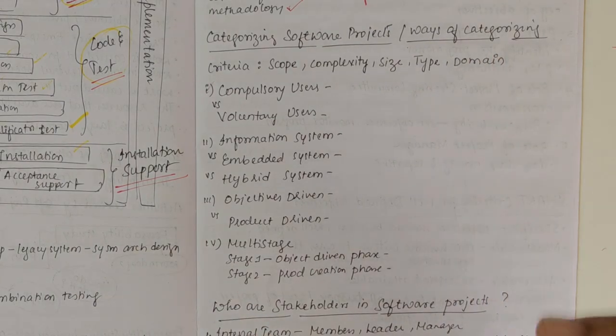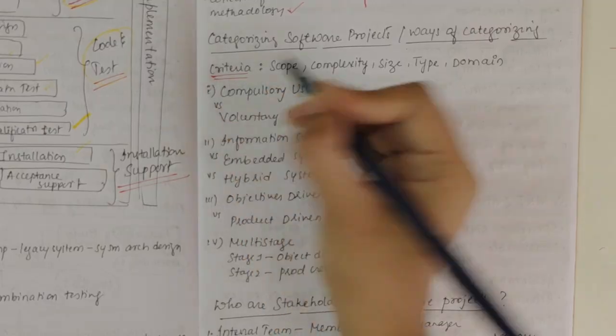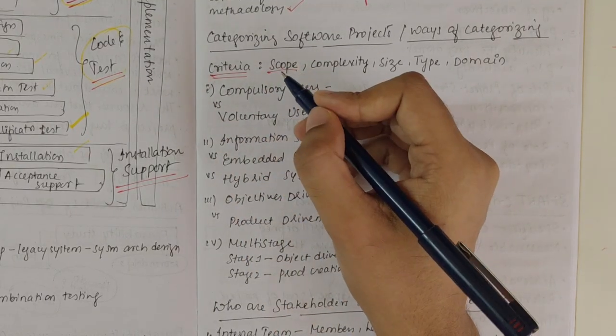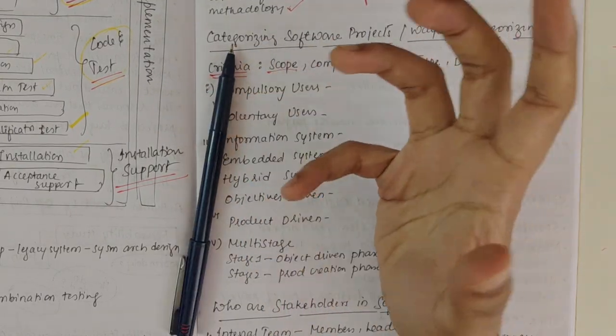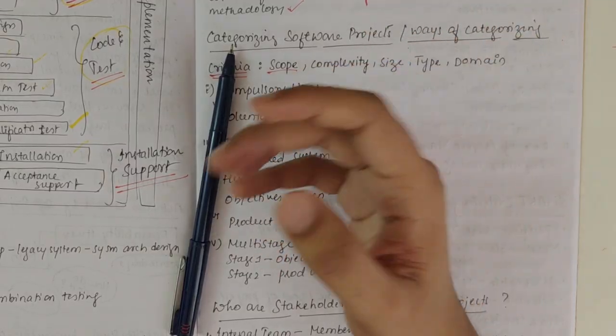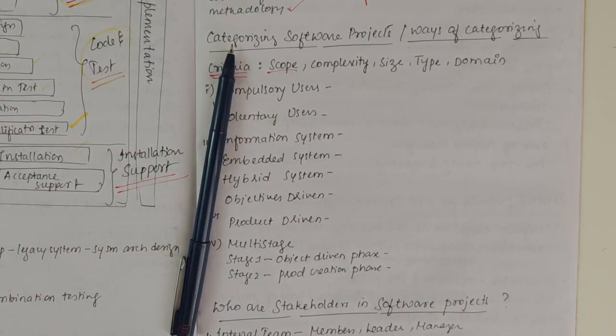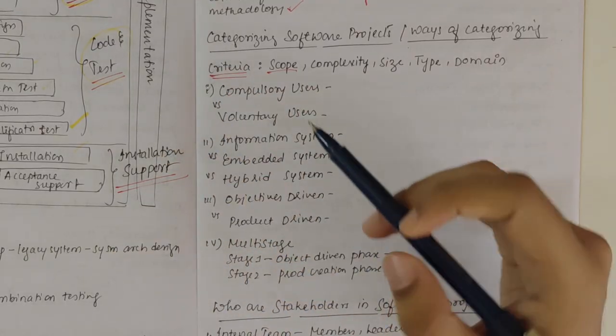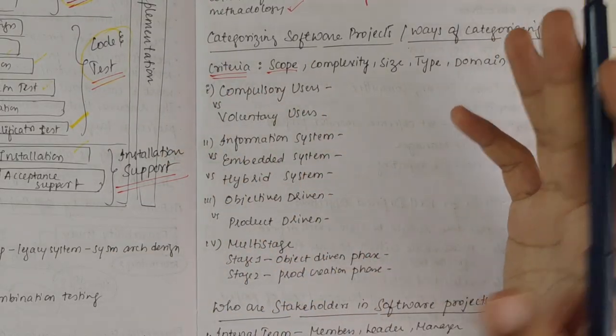Next we have categorizing software projects, or the ways of categorizing a software project. In order to categorize a software project, we should look into the criteria first. First we'll look into the scope. Scope is the extent and the boundaries of our project. So if I develop a YouTube application, it will be applicable only to YouTube users. I cannot make Instagram users use this application, right?